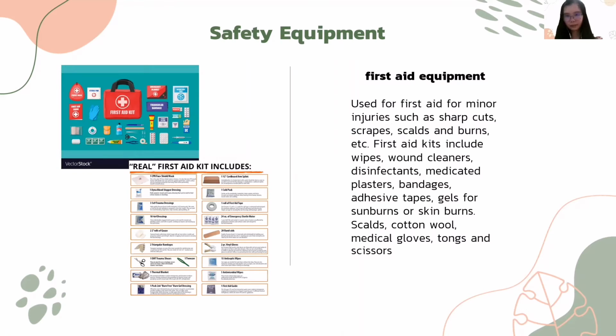And next is first aid equipment. First aid equipment is used for first aid for minor injuries such as sharp cuts, scalds, and burns. A first aid kit includes wound cleanser, disinfectant, medical plaster, bandages, adhesive tape, gel for sunburn or skin burn, sterile cotton wool, medical gloves, tweezers and scissors.